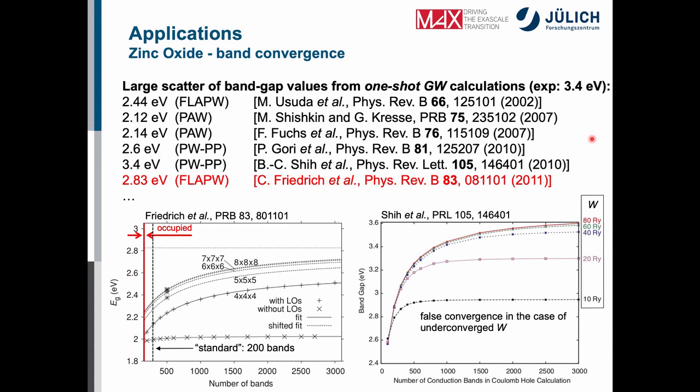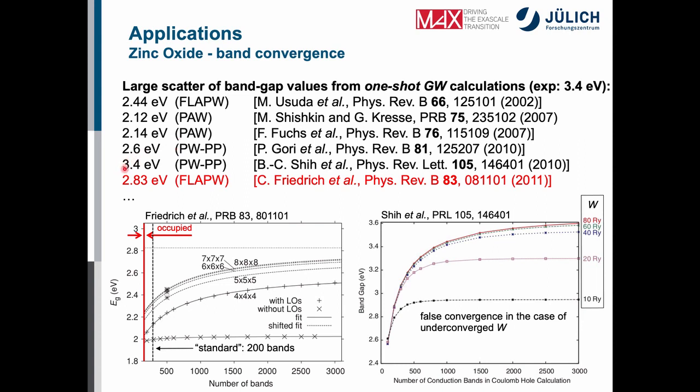GW calculations are notoriously difficult to converge, in particular with respect to the number of bands. A well-known example for this problem is zinc oxide. Over many years, the GW bandgaps showed quite a large scatter of values, but all underestimated quite strongly the experimental value of 3.4 eV.